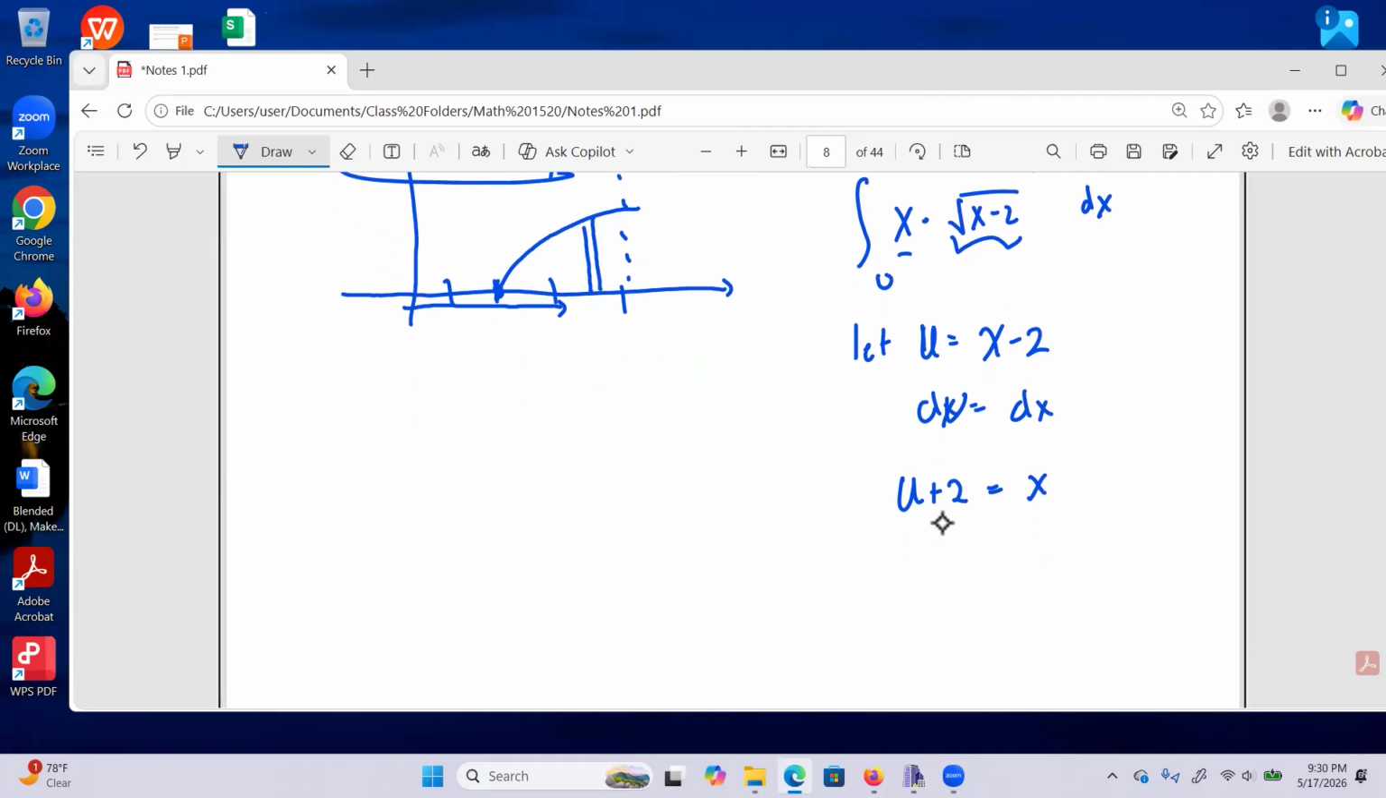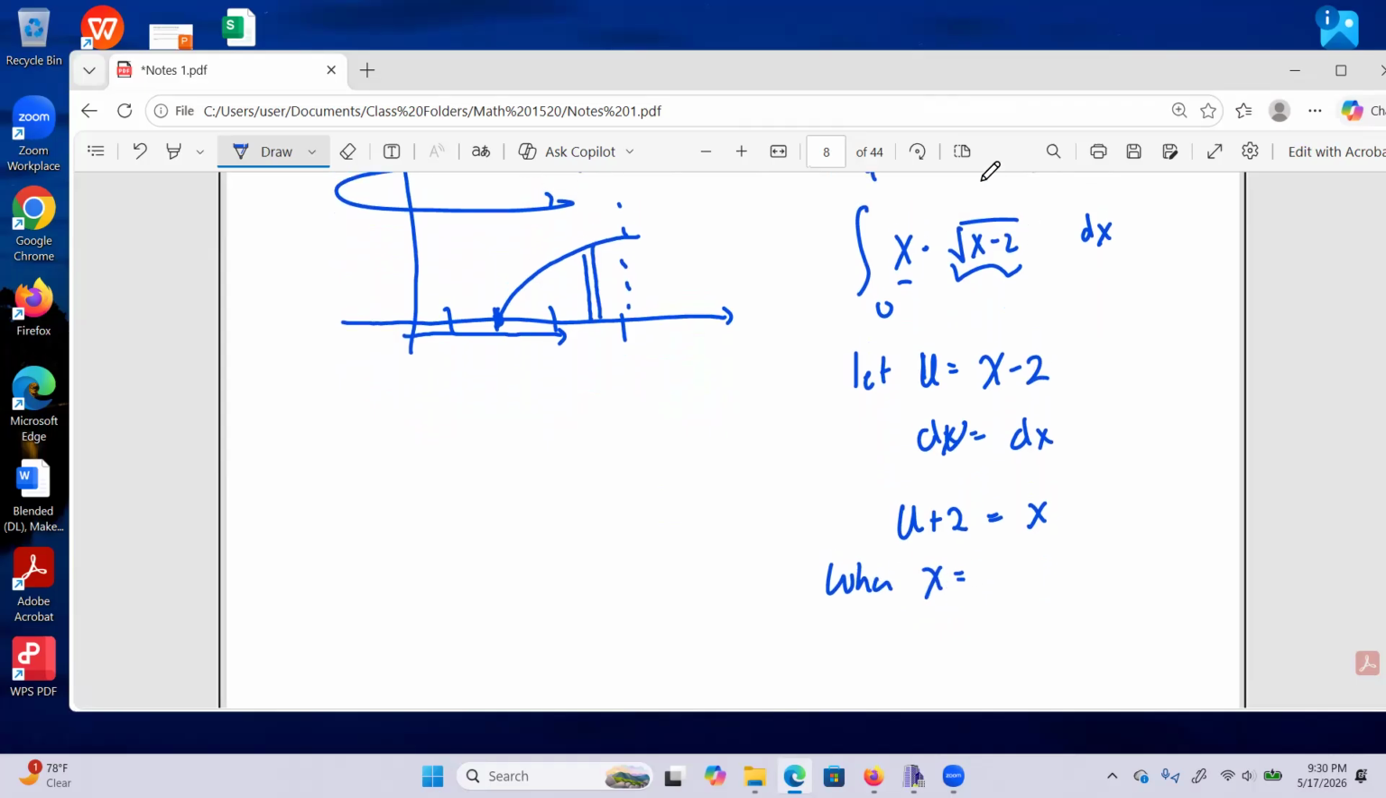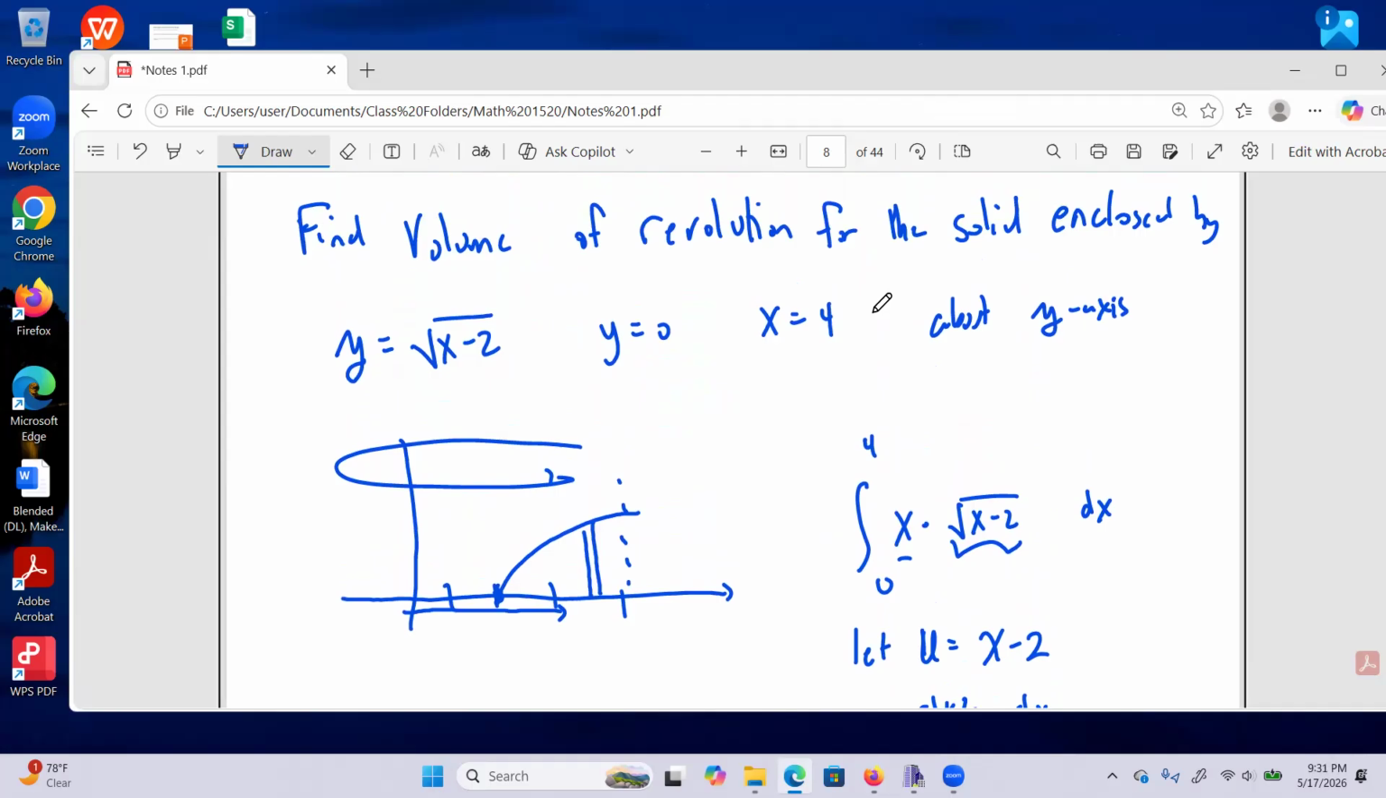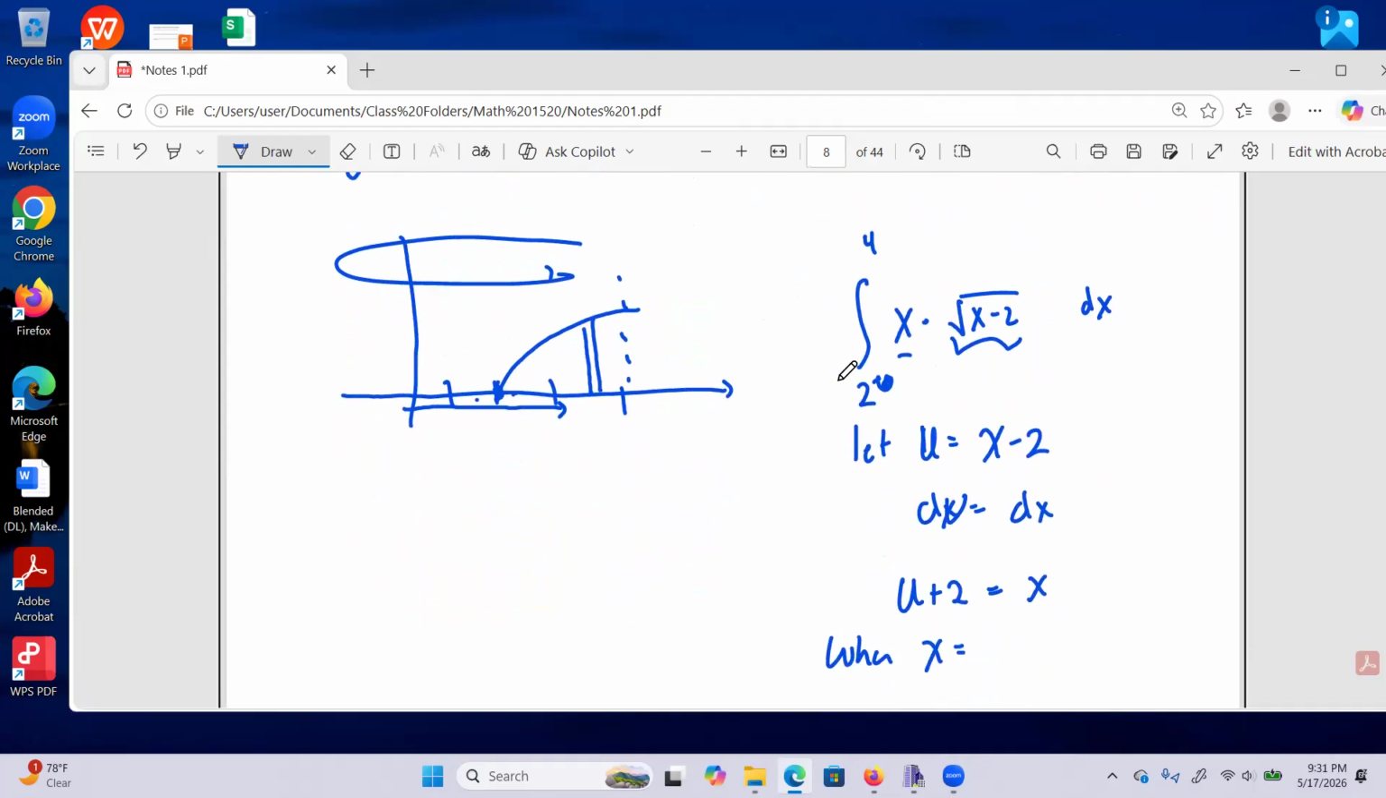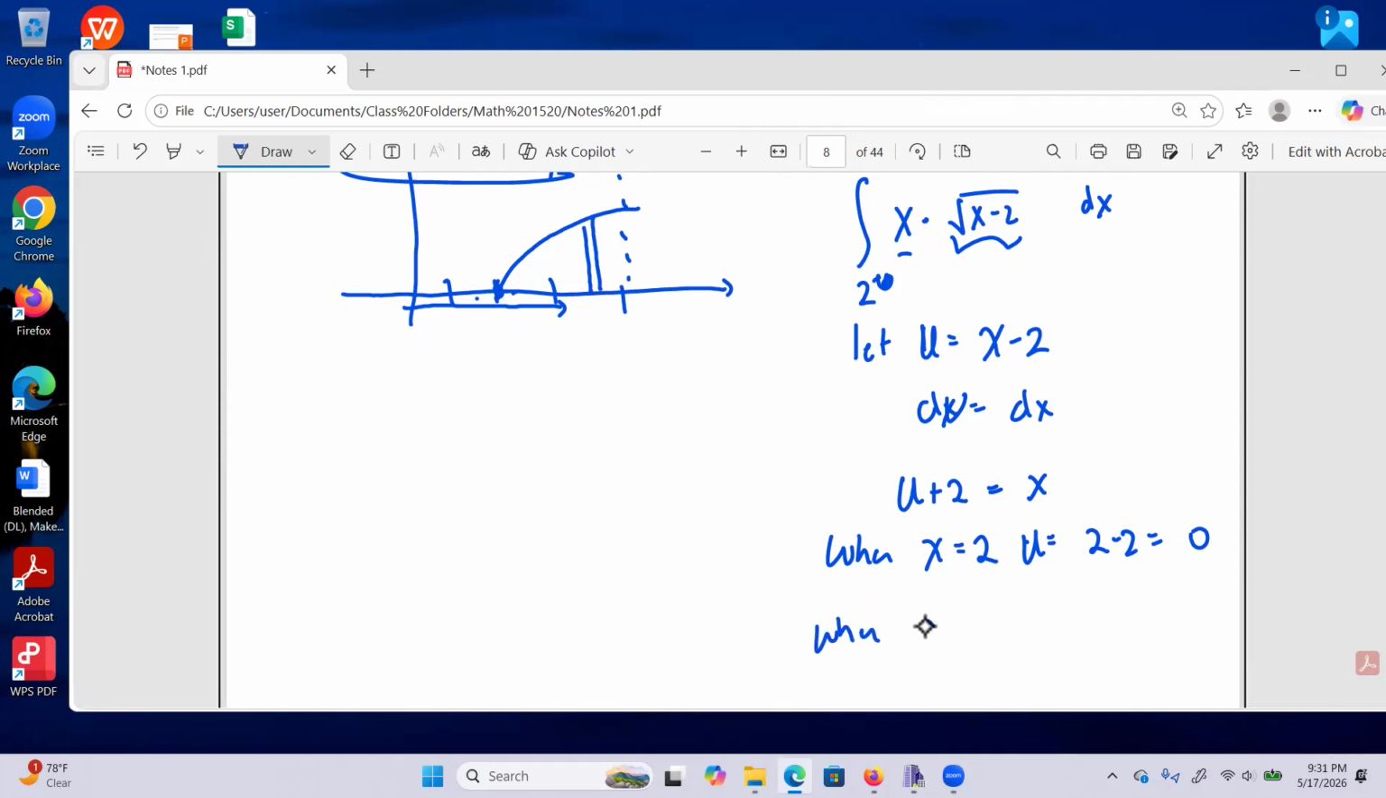Now, the other thing I'm going to do is think about the limits. We don't get to go from 0 to 2. We have to go from 2 to 4, because y has to be equal to 0. We're not going to be able to do anything before that. So when x is equal to 2, u is 2 minus 2, which is 0. When x is equal to 4, u is 4 minus 2, which is 2.